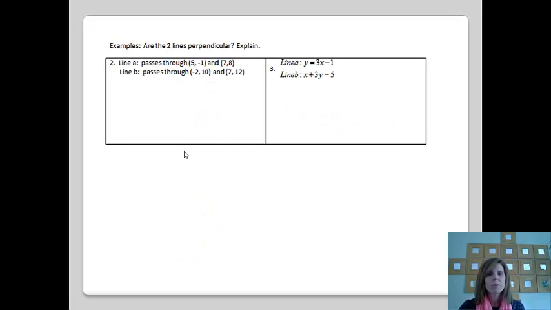Right, again, before we start writing equations, I just want to make sure that we're very familiar with slopes of perpendicular lines. So this example, are the two lines perpendicular? And explain. So once again, the question that I'm going to be asking myself, it has to do with their slopes, are the slopes opposite reciprocals?